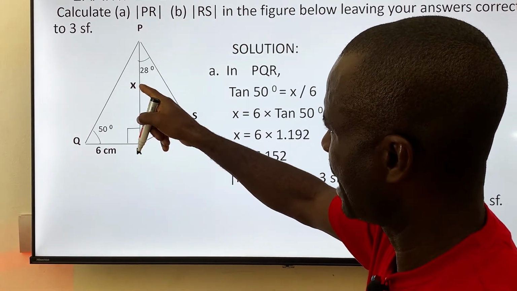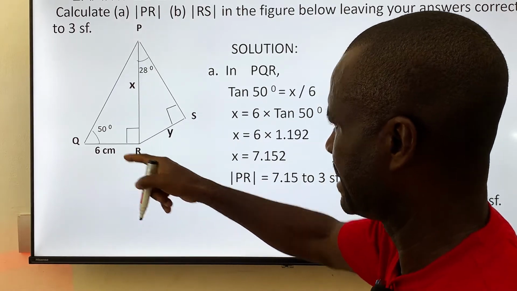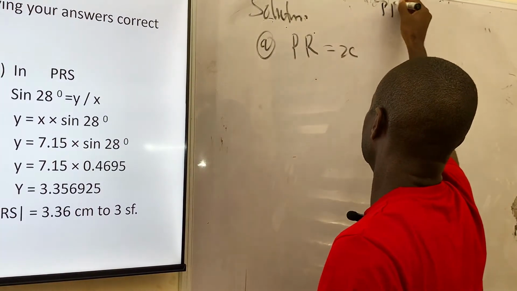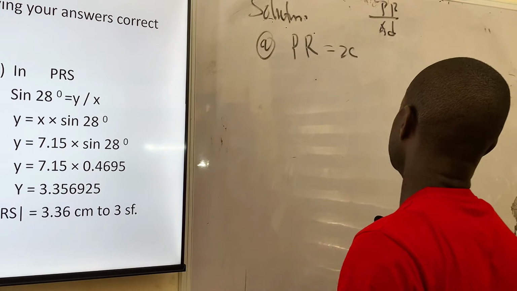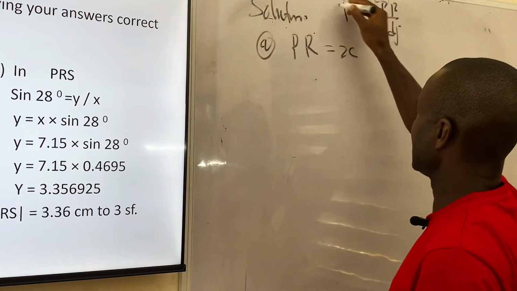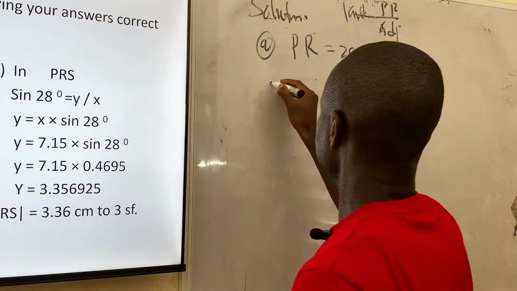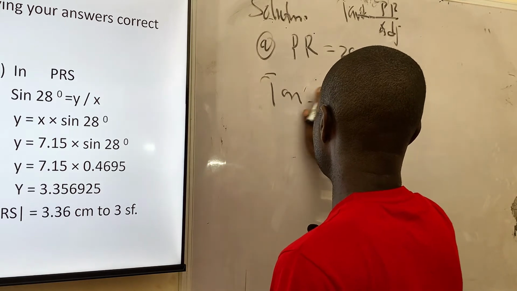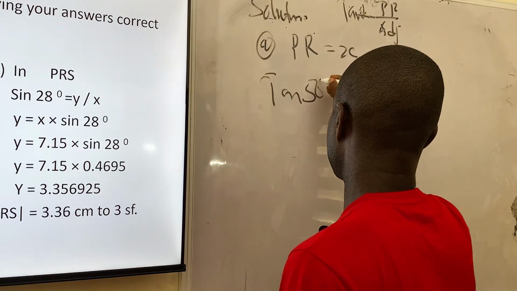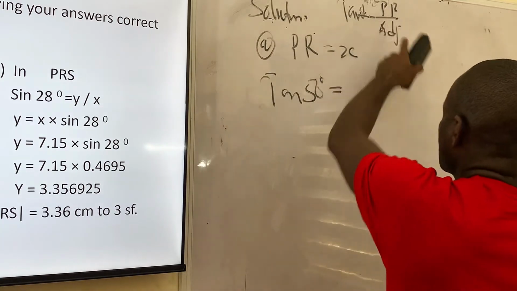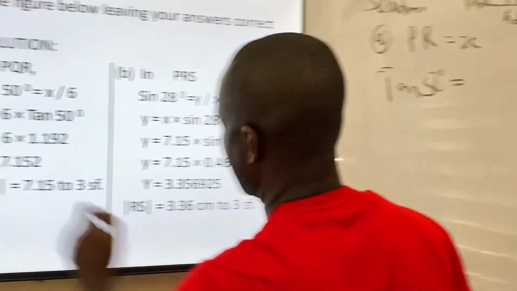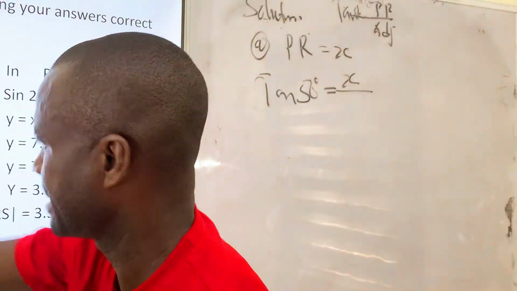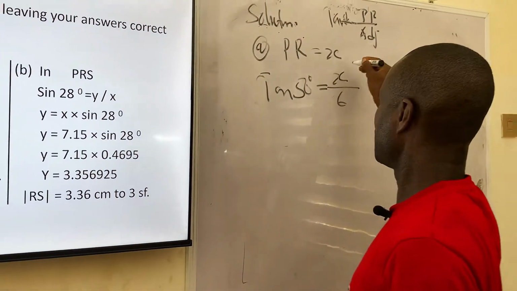This is opposite all over adjacent. That becomes TOA. That's tan theta. So meaning tan 50, our angle is now 50. Tan 50 degrees is going to give us opposite all over adjacent. So where is opposite? Opposite is X. X all over adjacent. Where is adjacent? Adjacent is 6.